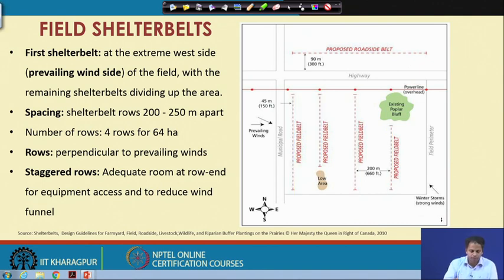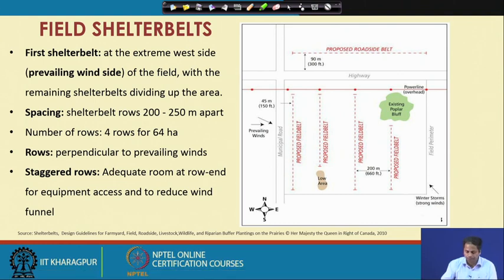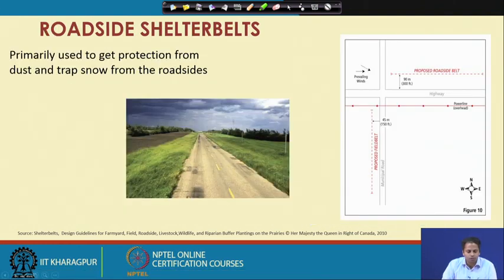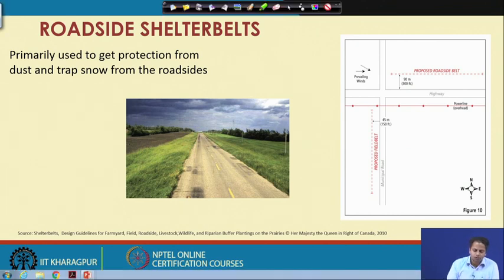Okay. So, this was designed for field shelter belts. Next is roadside shelter belts. I am explaining this briefly. The purpose of roadside shelter belts is to protect the field from dust and to trap snow from the roadsides.